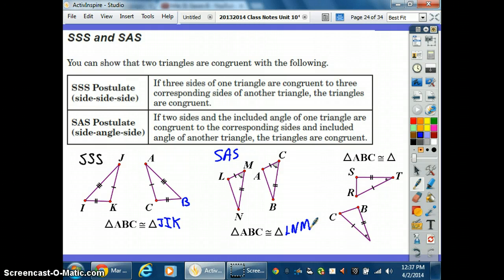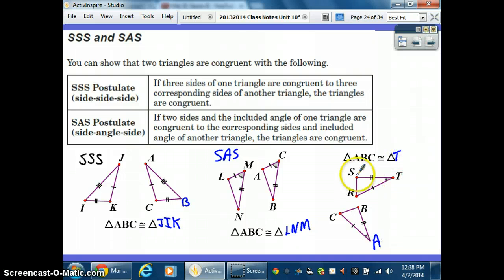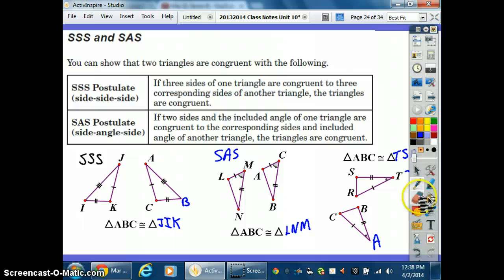The next one. Here we also have side, angle, side. Okay, so ABC. Oh, A got left off there. Okay, so A corresponds to the T, and B corresponds to our S, and C corresponds to our R. All right, very good. Erase that.